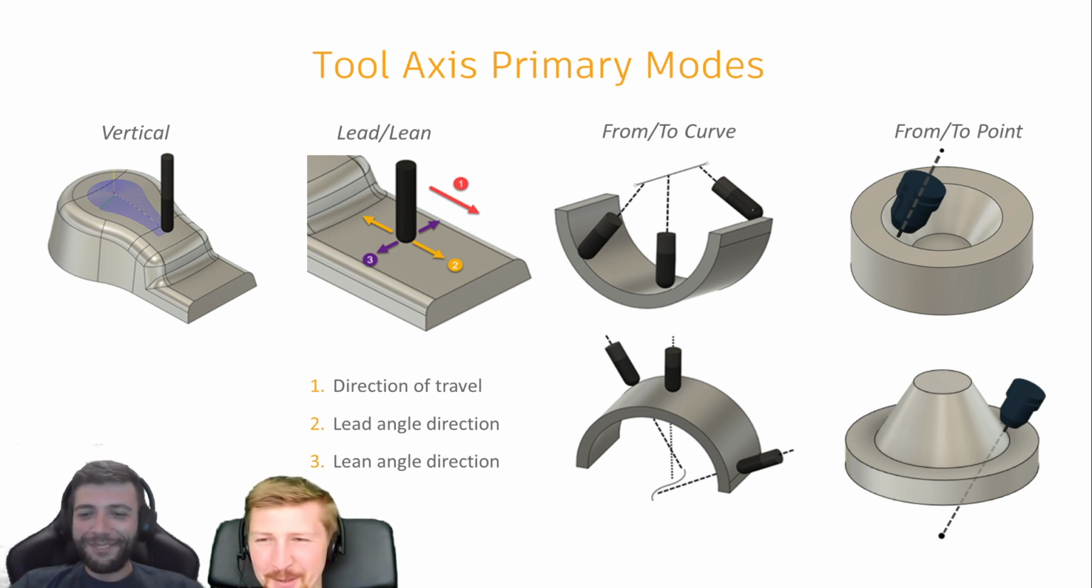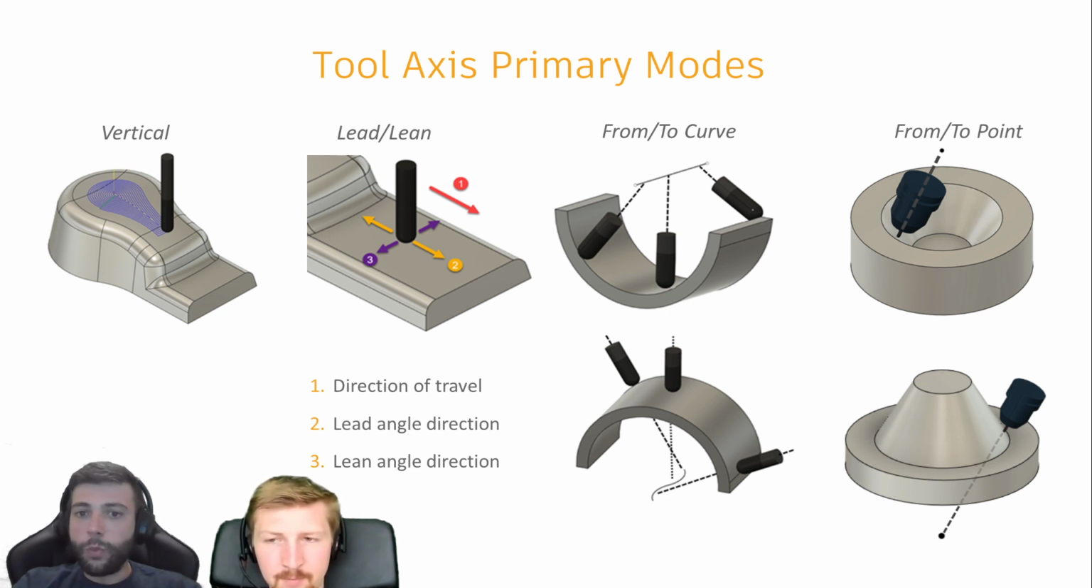But yeah, let's go back. As I said, we will see an example of why you would use these in a sec. Then we have from and to curve. In from and to curve, you're basically telling the tooltip to drive towards or away from a curve that you've sketched in the design tab before.